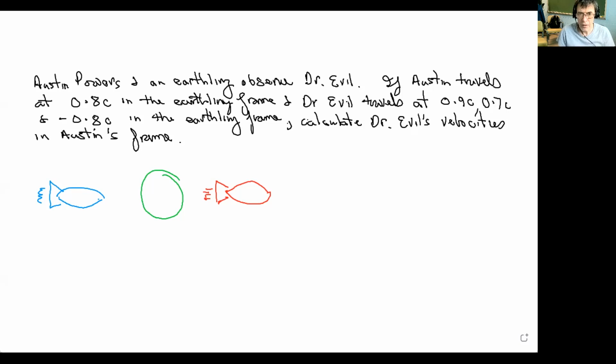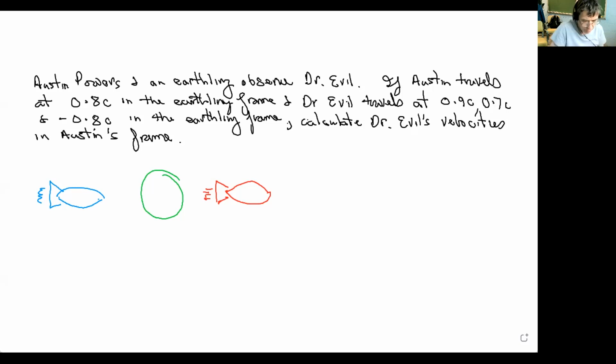So that's the Earthling looking at the motion of Austin Powers, looking at the motion of Dr. Evil, and we're told the velocities of Dr. Evil and Austin Powers from the Earthling's perspective. What we've got to calculate is the motion of Dr. Evil from Austin Powers' perspective.